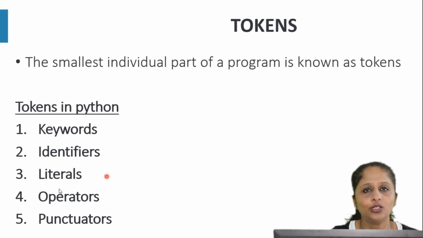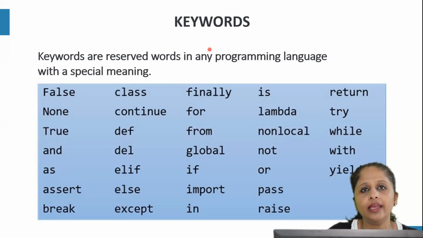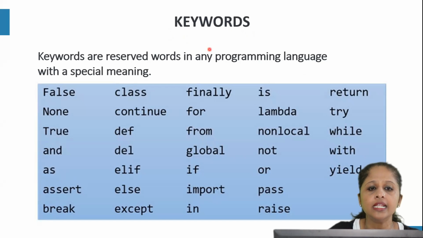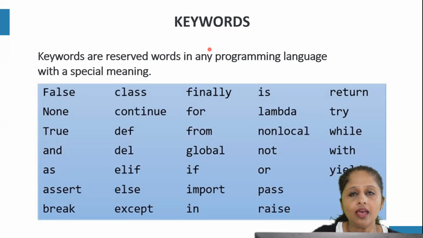So let's see. The first topic is keywords. Keywords are reserved words in any programming language. Not only in Python, in all the programming languages we have some reserved words, and those words are known as keywords, which have a special meaning. These are some of the keywords in Python. So keywords are reserved words in any programming language, not only in Python.